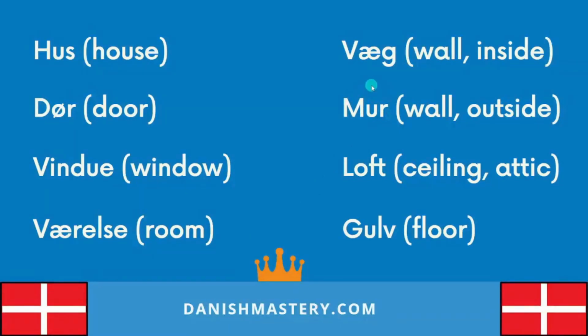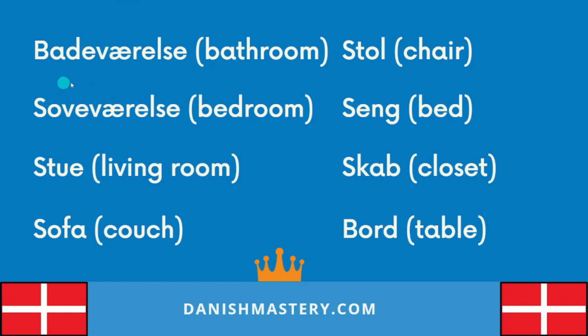Væg. Wall. When it's inside the house. It's very important. There's a difference here. Mur. Wall outside. Loft. Ceiling. Attic. Gulv or gulv, but nobody says that. Not really, so it's fine. Floor. Yeah. Okay. Hus. Dør. Vindue. Værelse. Væg. Mur. Loft. Gulv. Very nice. Then we have, alright, badeværelse.